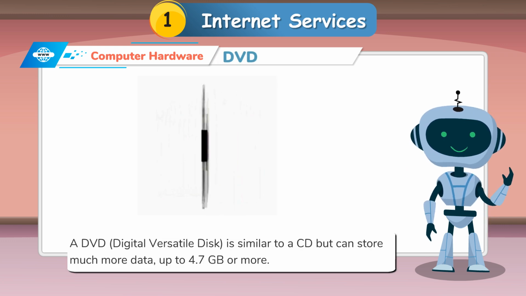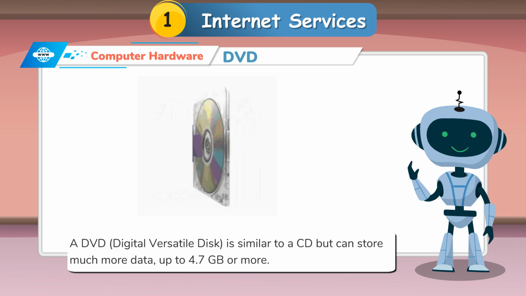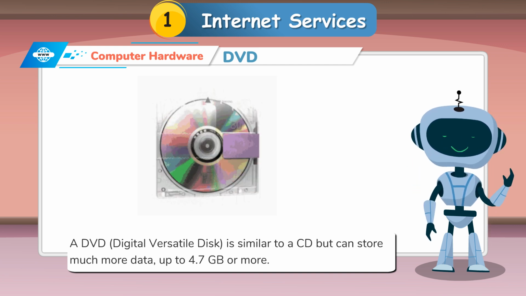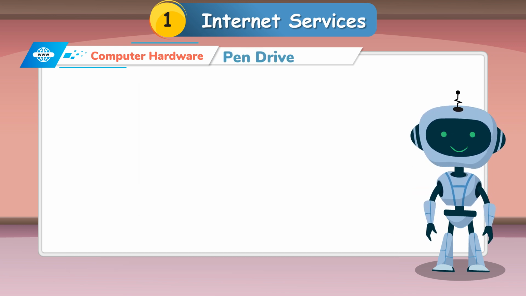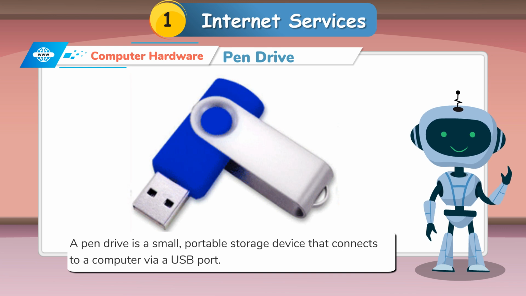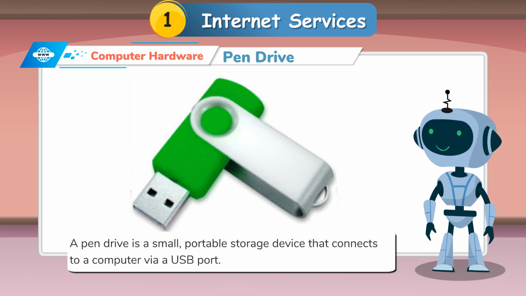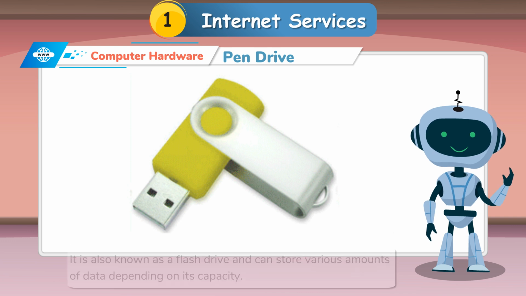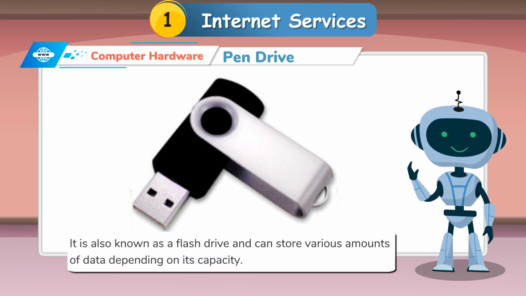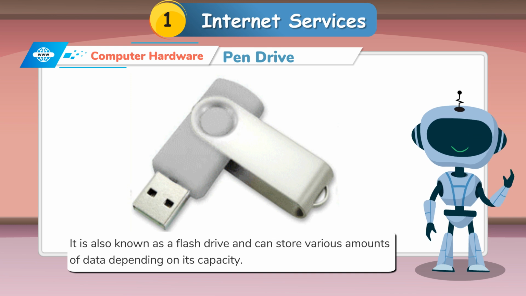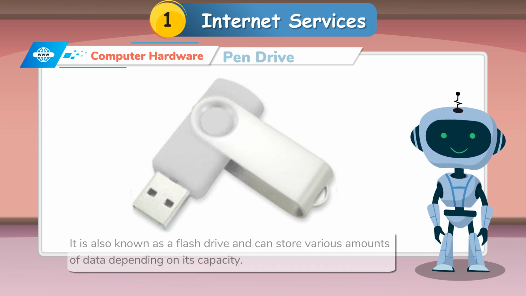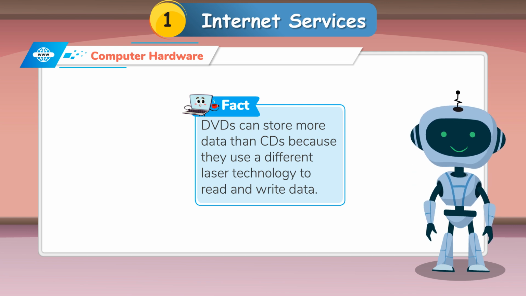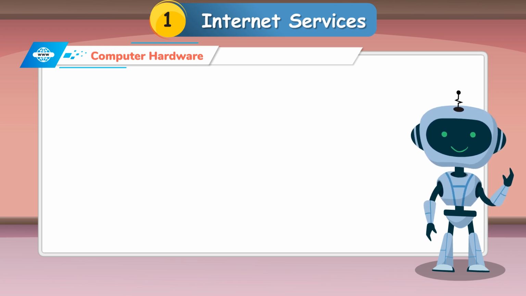DVD. A DVD, digital versatile disc, is similar to a CD but can store much more data, up to 4.7 GB or more. Pen drive. A pen drive is a small portable storage device that connects to a computer via a USB port. It is also known as a flash drive and can store various amounts of data depending on its capacity. Fact: DVDs can store more data than CDs because they use a different laser technology to read and write data.